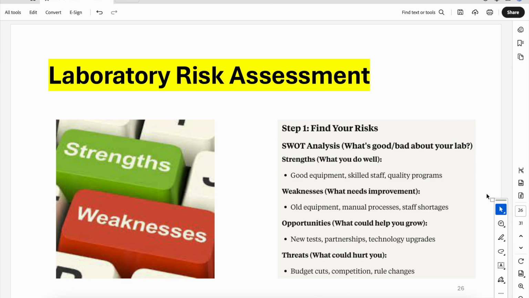Opportunities, what could help you grow, new tests that could be offered, partnership with other healthcare providers, technology upgrades that improve efficiency, and expanded service hours. Threats, what could hurt you, budget cuts from hospital administration, increased competition from reference laboratories, and regulatory changes requiring expensive compliance measures.